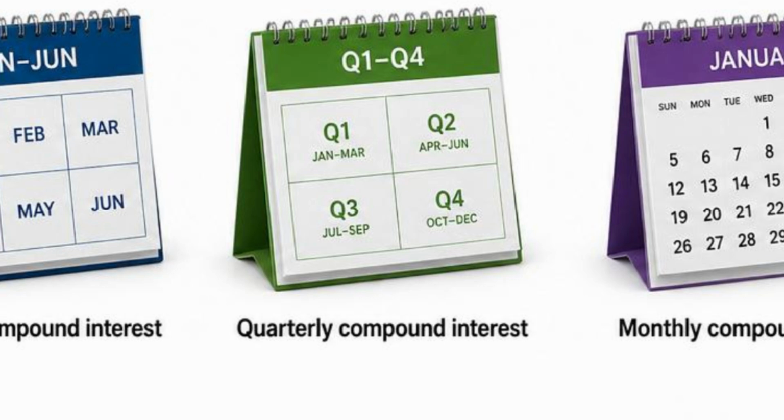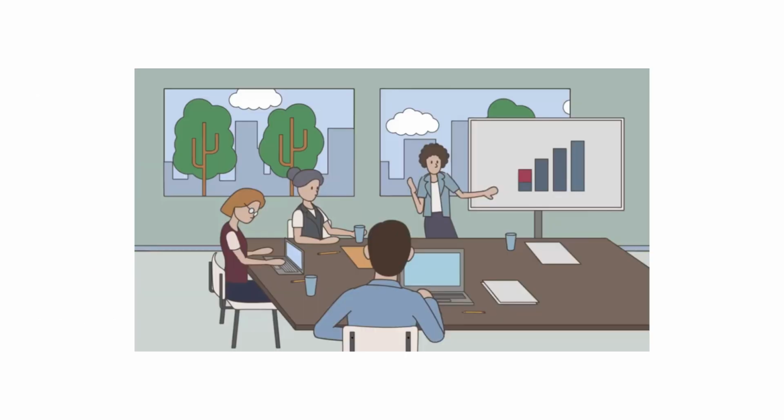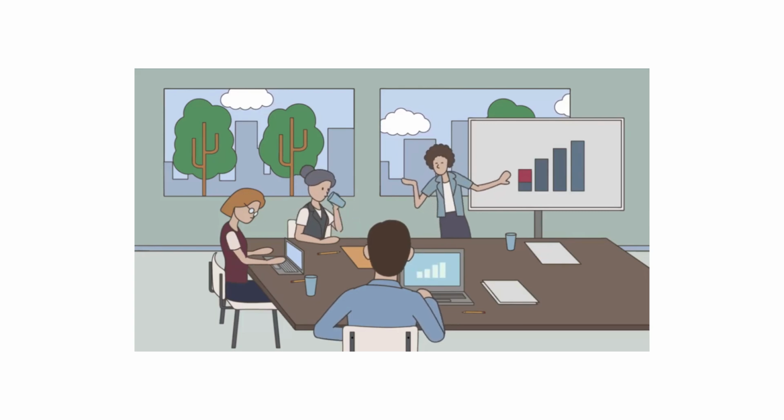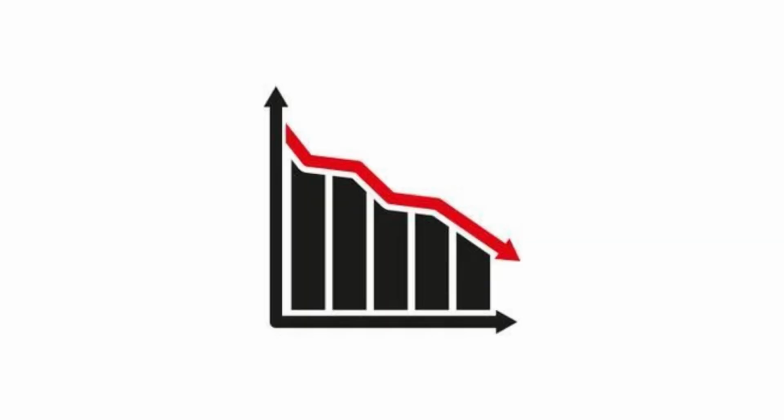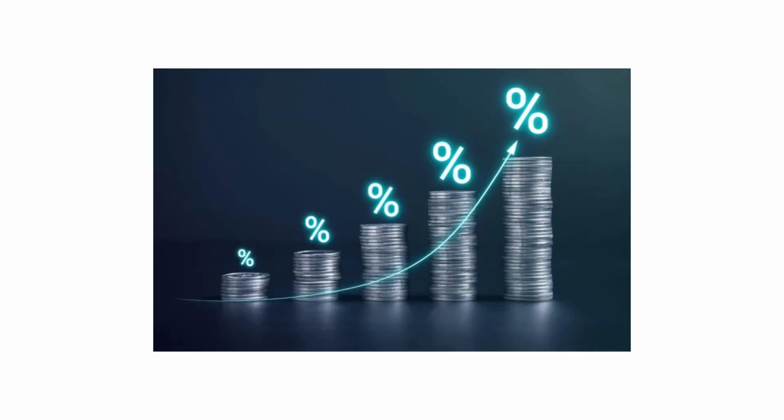Quarterly compound interest. Many savings accounts and certificates of deposit compound every 3 months. The principle is the same as semi-annual compounding, only the cycle is shorter. Each quarter, earned interest is folded back into the principal, so the base grows 4 times per year rather than twice.